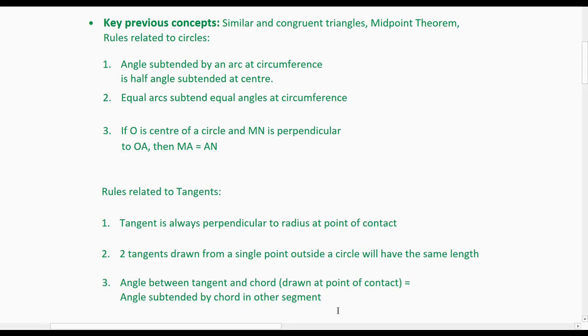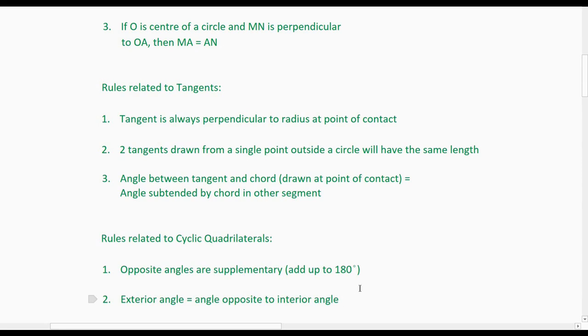And lastly, under the revision, I looked at cyclic quadrilaterals, which involved two rules. The first one was that opposite angles are supplementary, meaning that they add up to 180 degrees. And the second was that the exterior angle will be equal to the angle opposite to the interior angle.